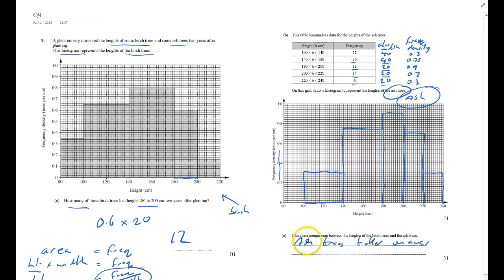What you could have said is there are no ash trees less than 100, things like that, but I would have left it like that. That's that done.